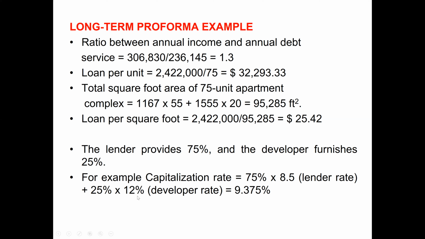The developer rate will be 12%, so we can get a capitalization rate of 9.375. In our calculation, we used 9.5 just to see the current worth of this building. With this example, we learn that the ratio between annual income and annual debt is 1.3, so it's a feasible, economically viable project.